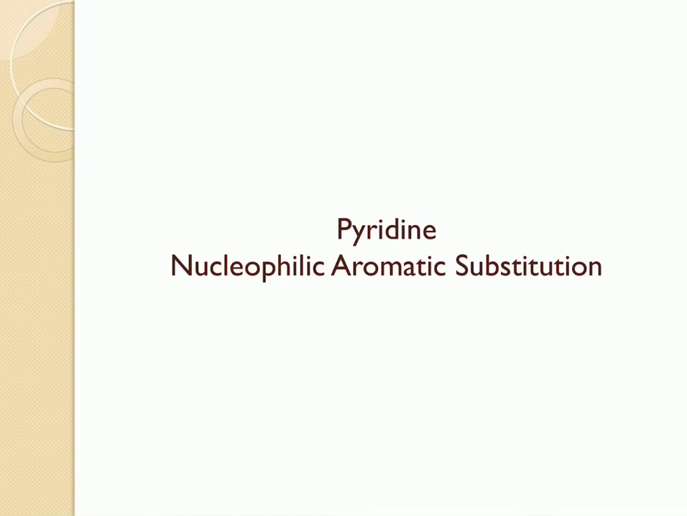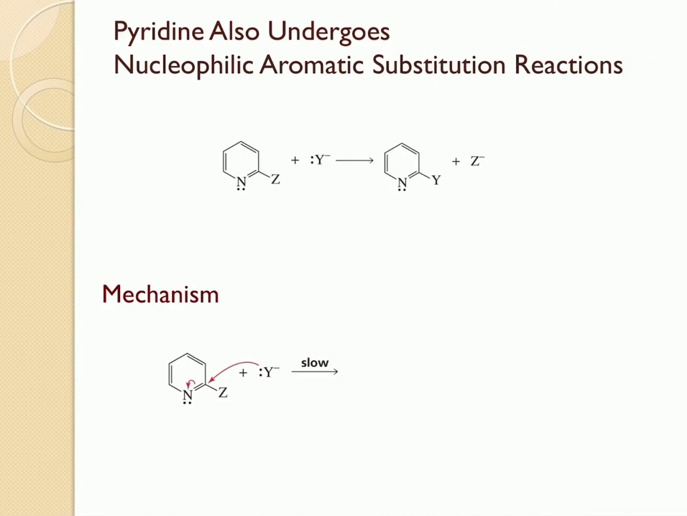Nucleophilic aromatic substitution reaction of pyridine. Apart from electrophilic aromatic substitution reaction, pyridine can also undergo nucleophilic aromatic substitution reaction, where a weakly basic group will be replaced by a strongly basic nucleophile. Normally, the nucleophilic aromatic substitution reaction in pyridine takes place at either the C2 position or the C4 position.